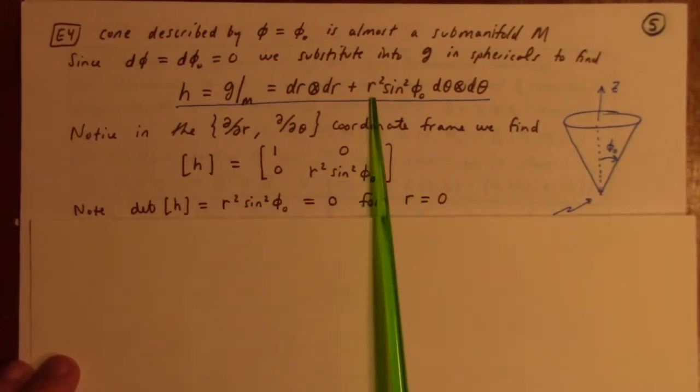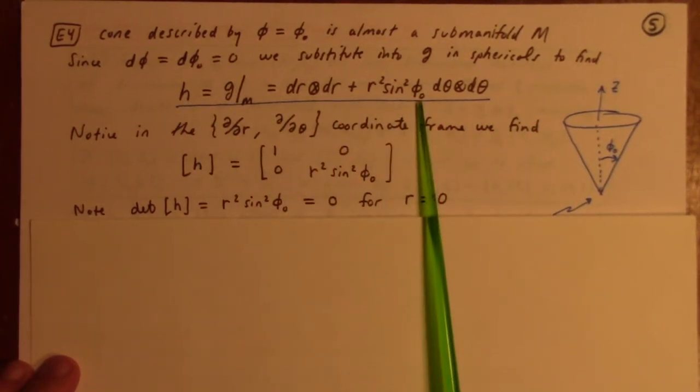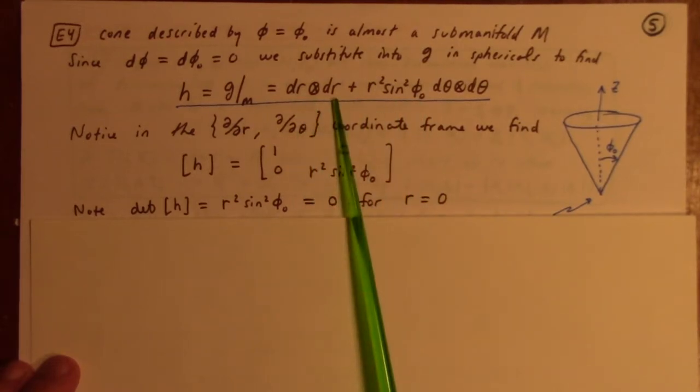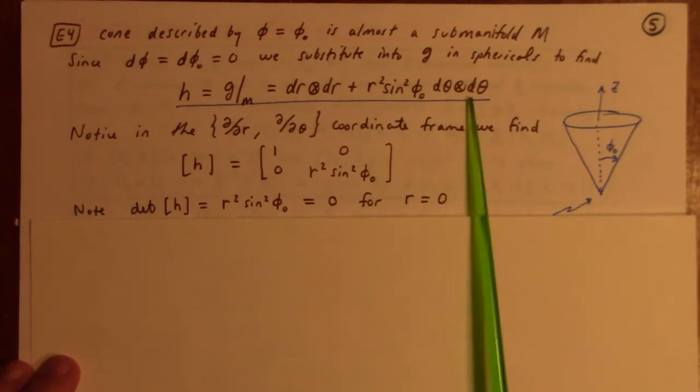Oh, interesting. One of the things you might think about here, which is kind of a quirky thing, is if you put phi naught equal to pi over 2, then this just becomes dr tensor dr plus r squared d theta tensor d theta.